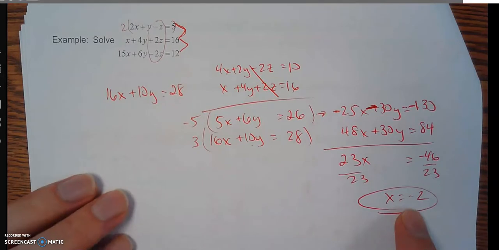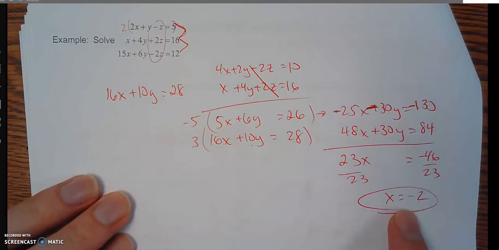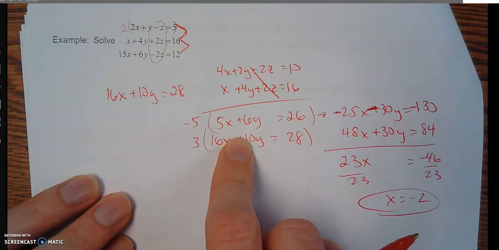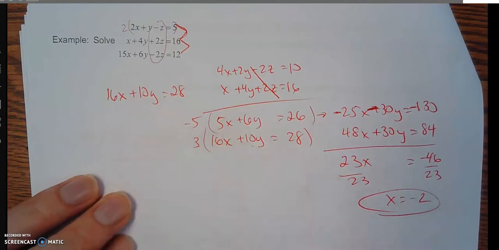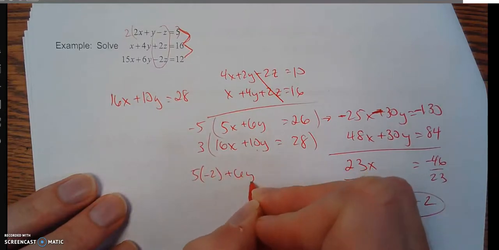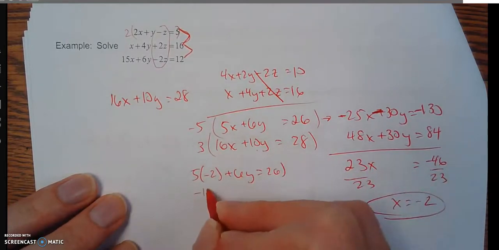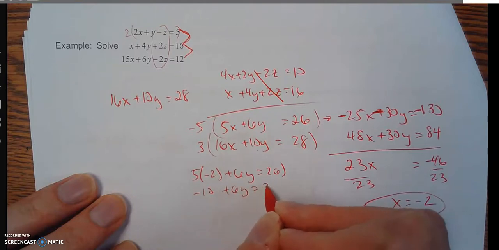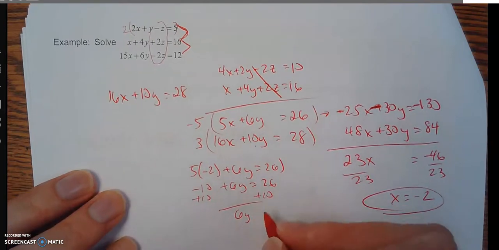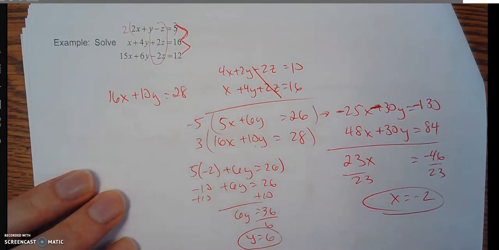Okay, and once you got your first variable, pick an equation with two variables. One of these two guys. So I'll just do 5 times negative 2 plus 6y equals 26. So negative 10 plus 6y equals 26. I'm going to add 10 to both sides. 6y would equal 36. So y is 6.